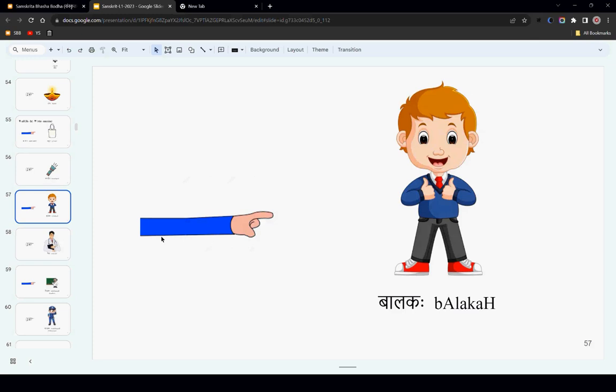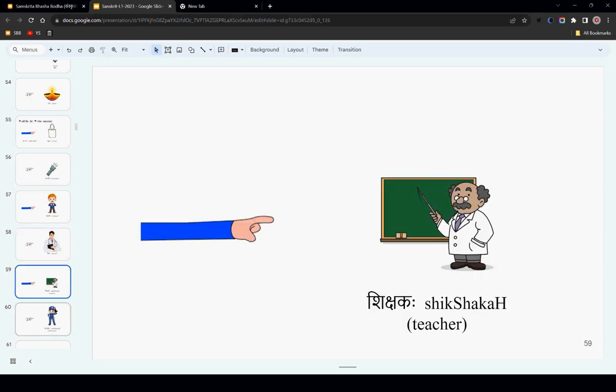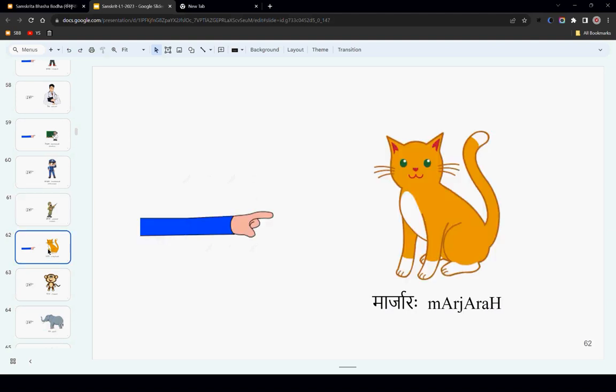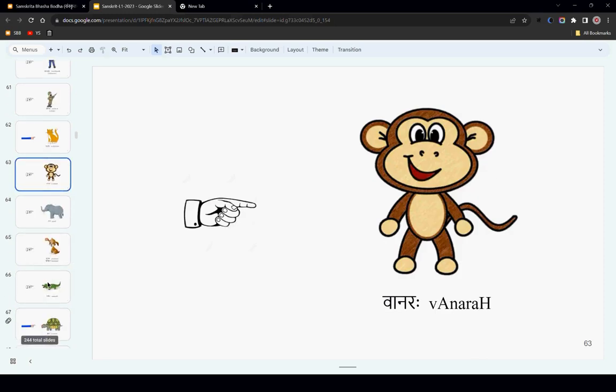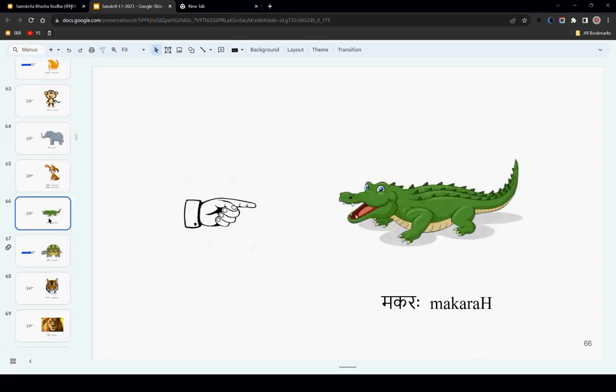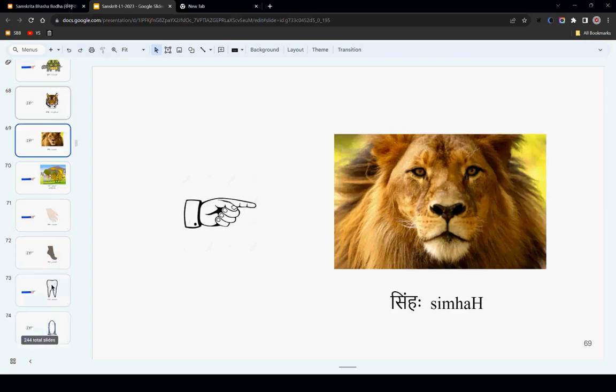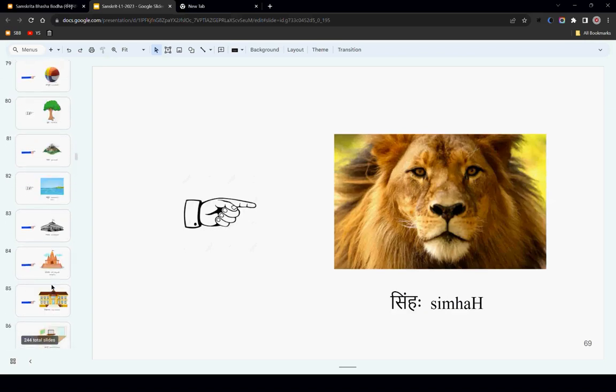You can use Eshaha, Saha, and practice this. So here, to indicate far, that, we can add Saha Balakaha Asti, Eshaha Arakshakaha, Eshaha Sainikaha, Saha Marjaraha, and so on. Saha Makaraha, Saha Kurmaha, Vyagraha, Simhaha. Okay, so you can practice this at home.